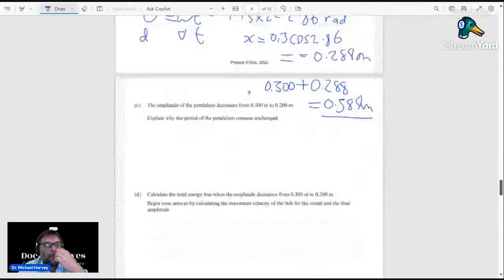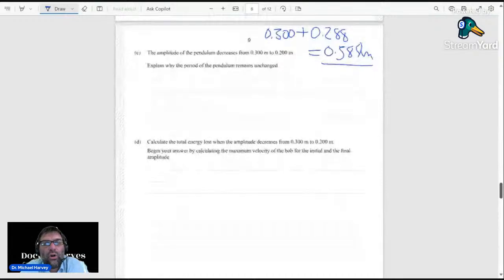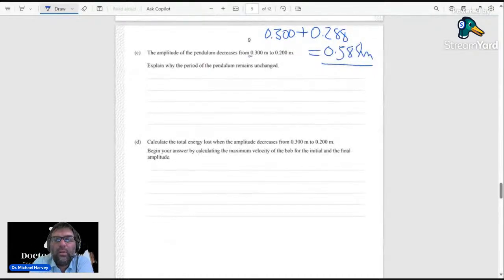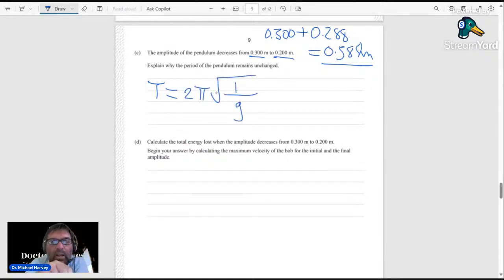Okay, so we have part C then. The amplitude of the pendulum decreases. So it's gone now from 0.3 to 0.2. Explain why the period of the pendulum remains unchanged. So again, I just like using equations just to make things easier. So the time period equation is T = 2π√(L/g).